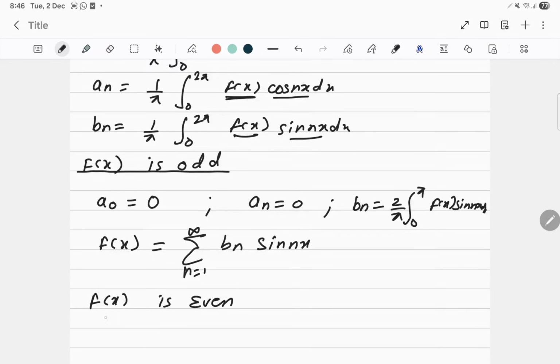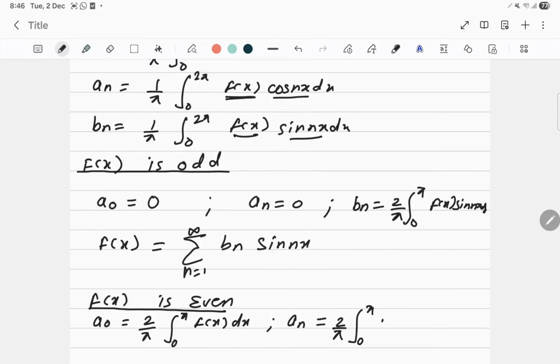Now if f(x) is even function, the first a naught value will become 2 by pi integral 0 to pi f(x) dx. And your an will become, because f(x) is even, cos nx is also even. So 2 plus 2, 4, even function again I am getting. So 2 by pi integral 0 to pi f of x cos nx dx. Correct? And see, the limit is also reduced from 0 to pi. That you have to take care.